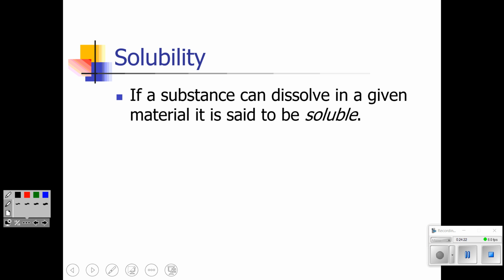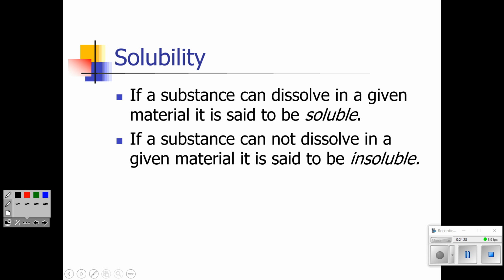All right, and if a substance can dissolve in a given material, it's said to be soluble. If it cannot dissolve in a given material, it's said to be insoluble.